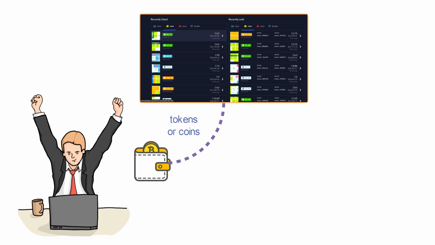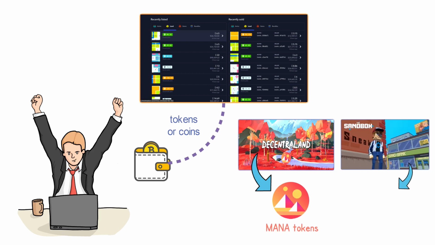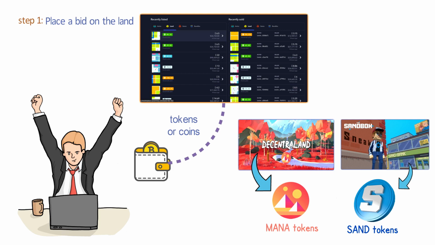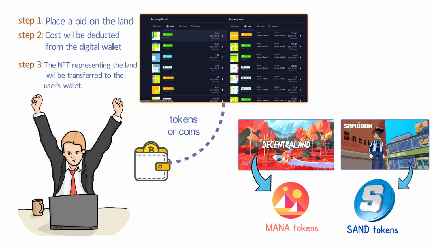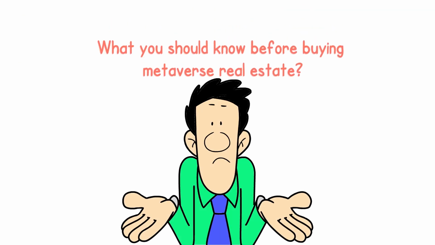The sort of token or coin required to complete the transaction differs depending on the metaverse platform. To buy digital land in Decentraland, for example, a user would need to buy MANA tokens. SAND tokens would be required if he wants to purchase land in the Sandbox. If the buyer has already connected and financed his digital wallet with the metaverse marketplace, all he has to do now is place a bid on the land or purchase it outright. The land's cost will be deducted from the digital wallet, and the NFTs representing the land will be transferred to the user's wallet. You could also buy additional metaverse NFT items, such as clothing and accessories for avatars, which follows the same procedure.